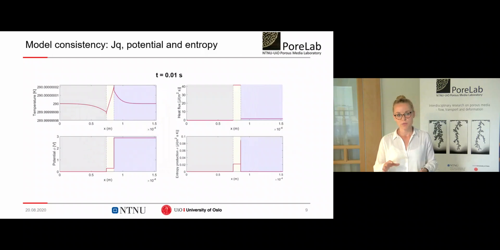But we're not only looking into the temperature profiles over our battery, but also at the heat flux, the potential, and entropy production, which gives us a good check for the model consistency. We see that our potential, the heat flux, and the entropy production all give us values that are in the range where we would expect them.